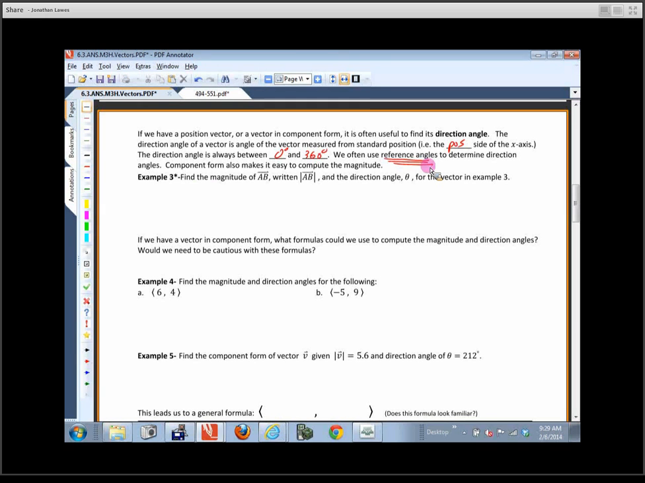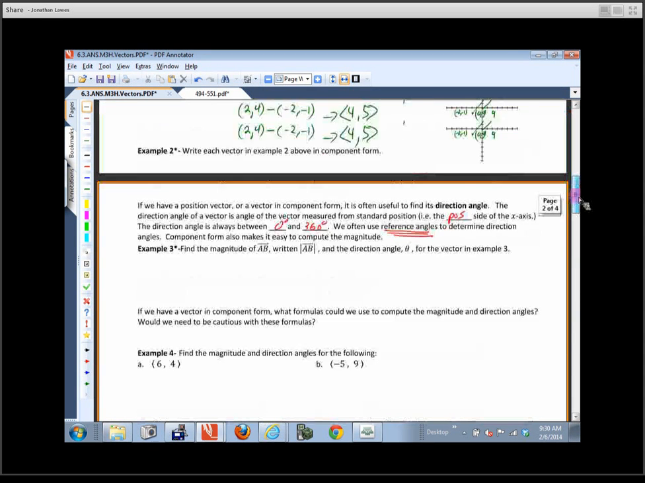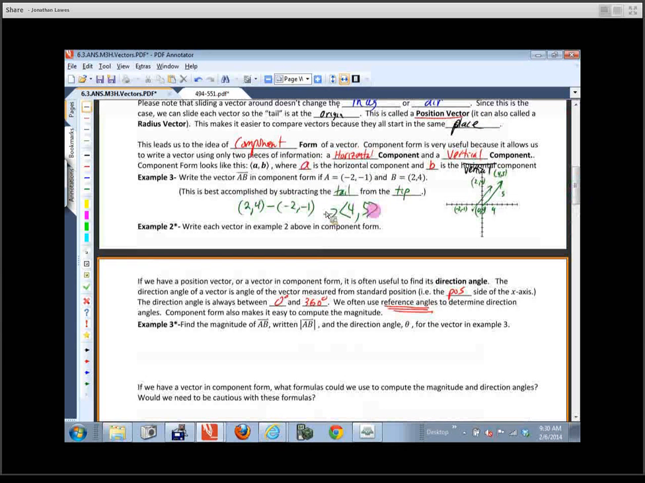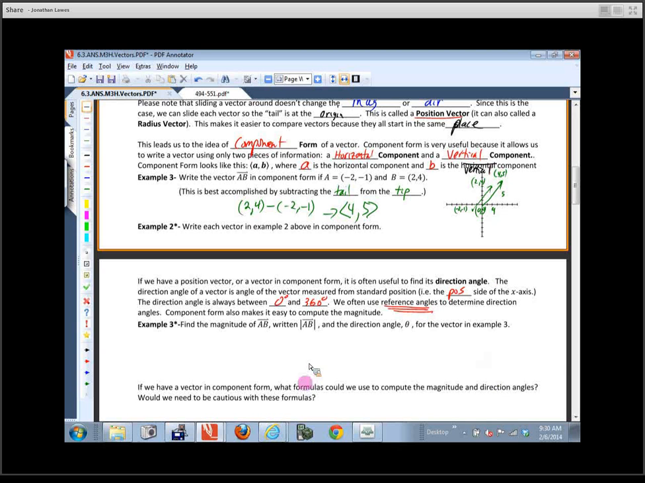Okay? So it says find the magnitude of AB, written as, remember we can use absolute value for that, and the direction angle for the example, in example 3. So this one right here, this is what we want to find. Okay? We want to find the magnitude and we want to find the direction angle. So if that is like this, and the horizontal component is 4 and the vertical component is 5, how do you find the magnitude? How do you find the magnitude of AB?